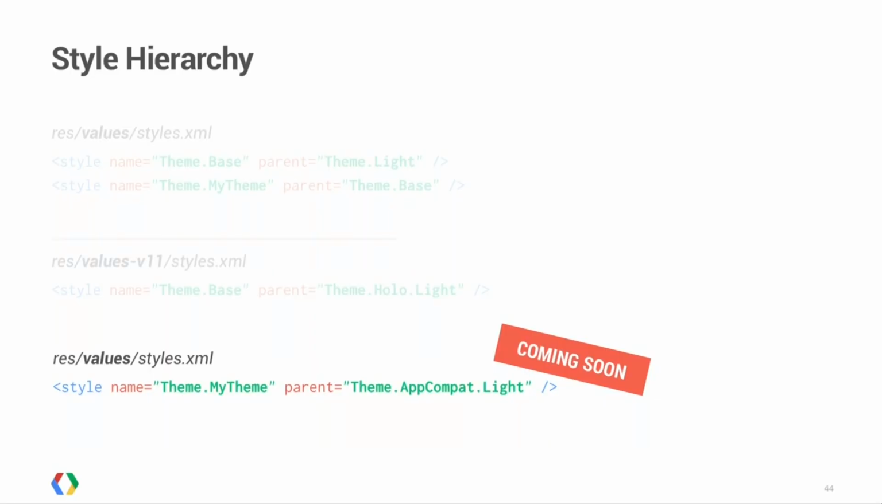I do want to mention that when we release the ActionBarCompat library, it'll handle a lot of this stuff for you for your activity's theme or your application's theme. Simply, you'd inherit Theme.AppCompat.Light.